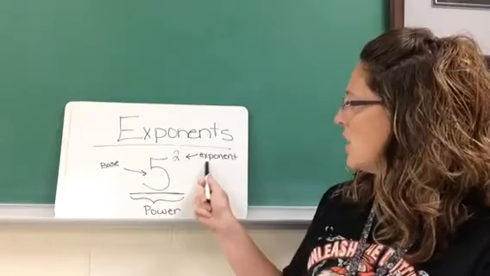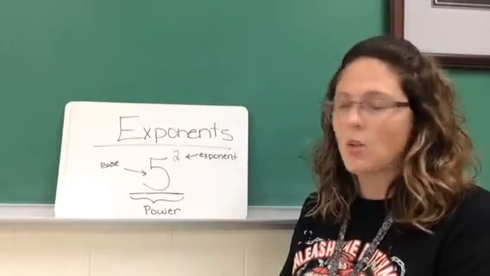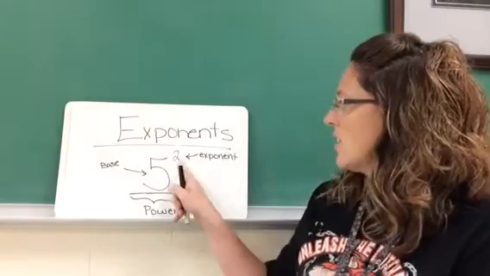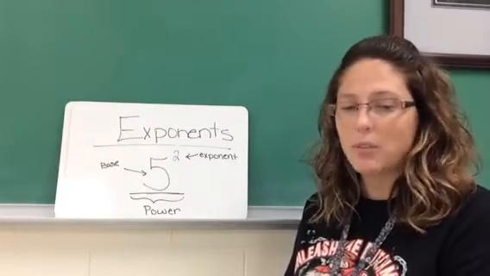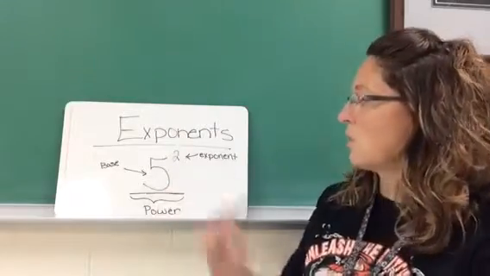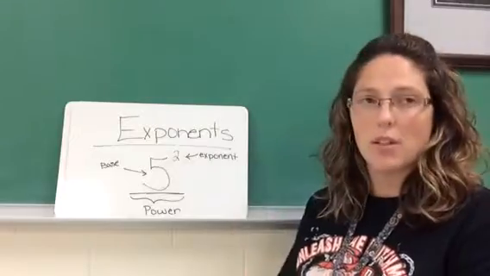The second one is exponent. The exponent is going to be your small number that you have next to your base. This number tells you how many times you're going to multiply the base times itself. So in this case, we're going to multiply 5 times 5 because you are multiplying the base twice.